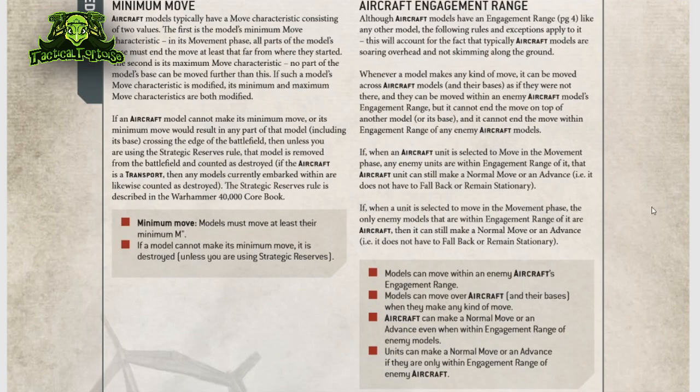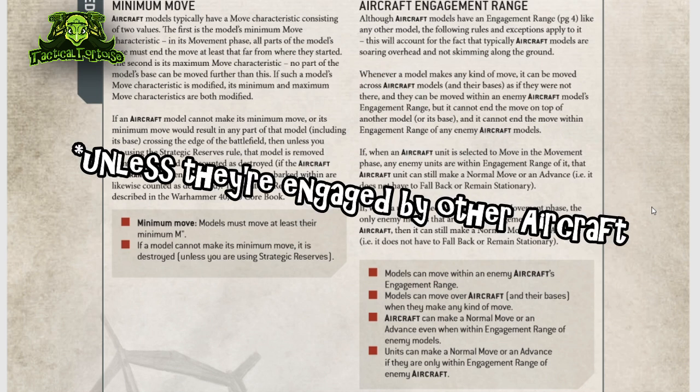Aircraft in engagement changed quite a bit. Models can now move within 1 inch of aircraft and over their base. This was the same as in the 8th Ed FAQ. You just can't end overlapping another model or within 1 inch of the enemy. So you can't end the move within an inch of enemy aircraft, but you can enter that engagement range when you're moving. Aircraft now don't need to fall back at all if they're engaged by other aircraft.